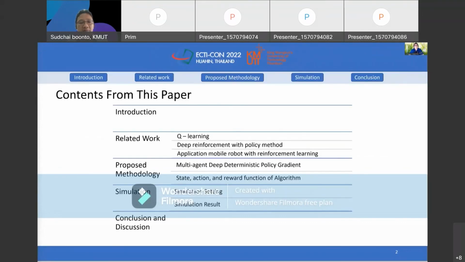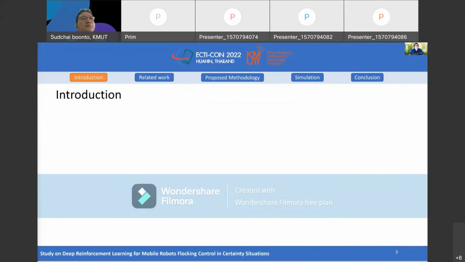This paper has five contents. The first is an introduction. The second is related work. The third is the proposed methodologies. This work uses multi-agent deep deterministic policy gradient to solve this problem. The fourth is the simulation, with a simulation setting and simulation results. And the last one is conclusion and discussions.